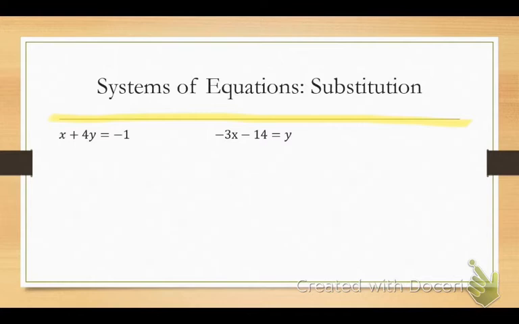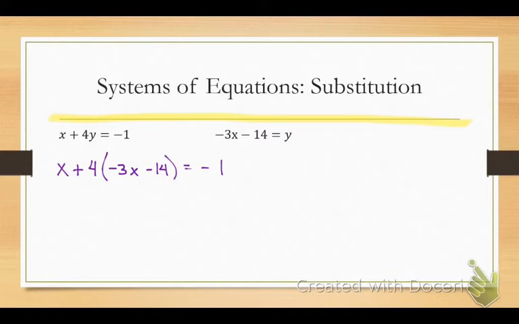Number 23, sorry, not 22. We're not doing the graph. You can do that one on your own. We're doing number 23, substitution. So I can see that y equals this. I'm going to plug it in for y on the other equation. So x plus 4 times negative 3x minus 14 equals negative 1. Do you see what I did there? Instead of the y, I plugged this in for y.